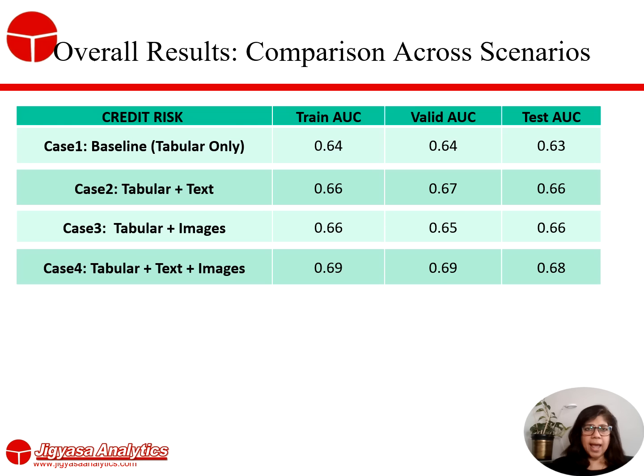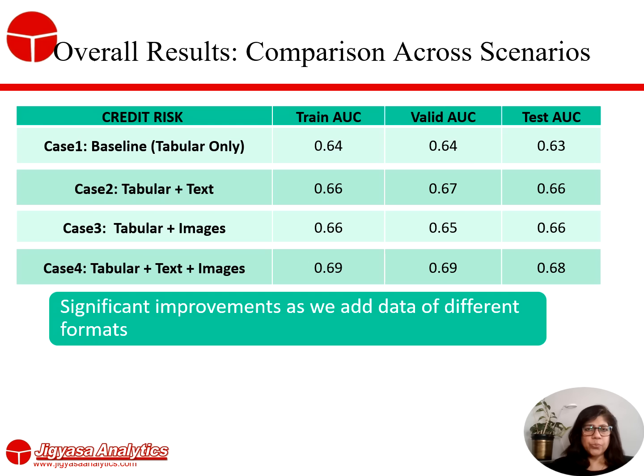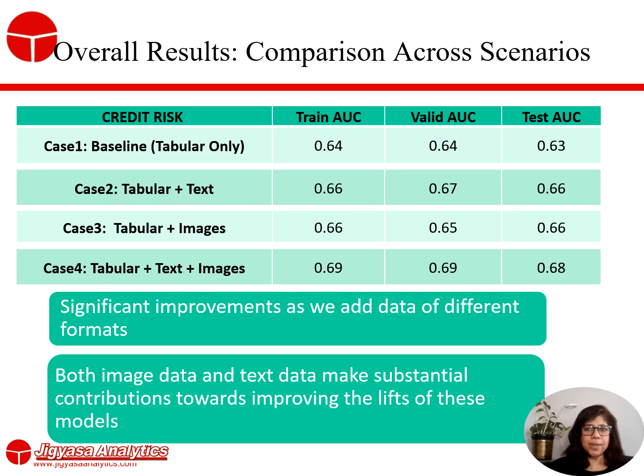Finally, in the last scenario, which is shown in the last row, we used everything: tabular data, text descriptions, and images. If we compare the numbers in this fourth row against the previous three, we can see that integrating all data types delivers the best performance.